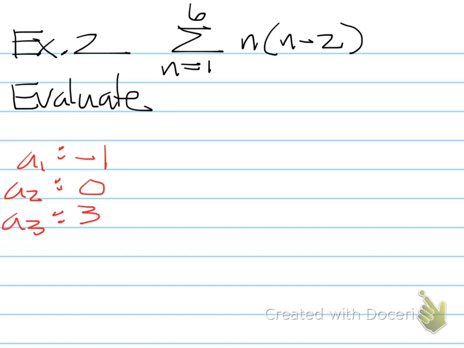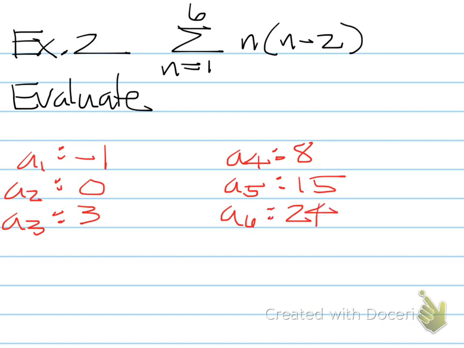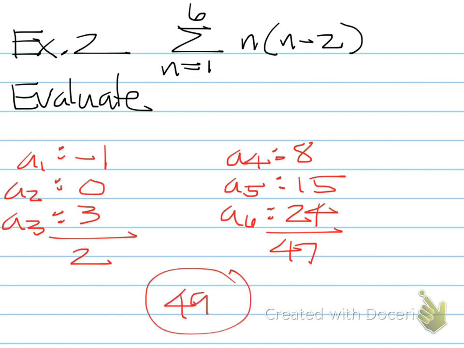The third term in the sequence is going to be 3. Fourth term is 8. Fifth term is 15. Sixth term is 24. So when we add the first 3 terms, we get 2. When we add the last 3 terms, we get 47. And for a total of 49 for the value of the series.